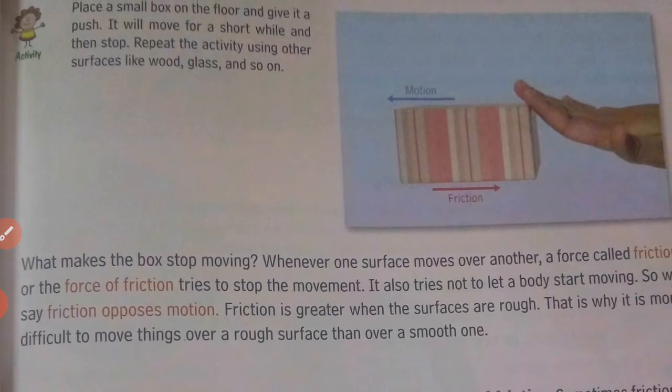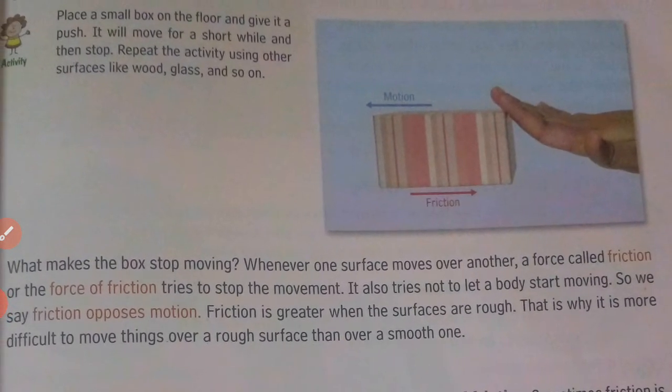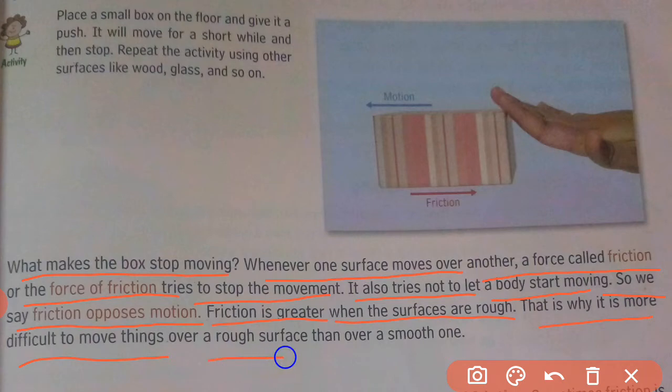Now come to the next paragraph. What makes the box stop moving? Whenever one surface moves over another, a force called friction or the force of friction tries to stop the movement. It also tries not to let a body start moving. So we say friction opposes motion. Friction is greater when the surfaces are rough. That is why it is more difficult to move things over a rough surface than over a smooth one.